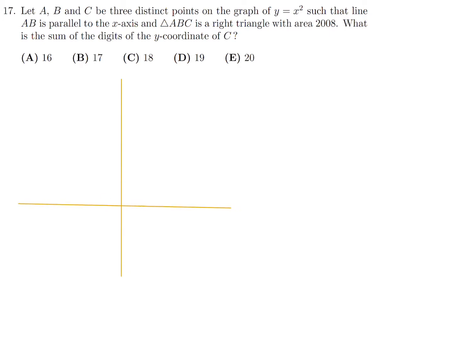So we've got x and y planes, and then they're giving us y equals x squared. So that's a parabola, right? So it's something like this. Something like that, and it goes on forever. Okay, so this is y equals x squared.